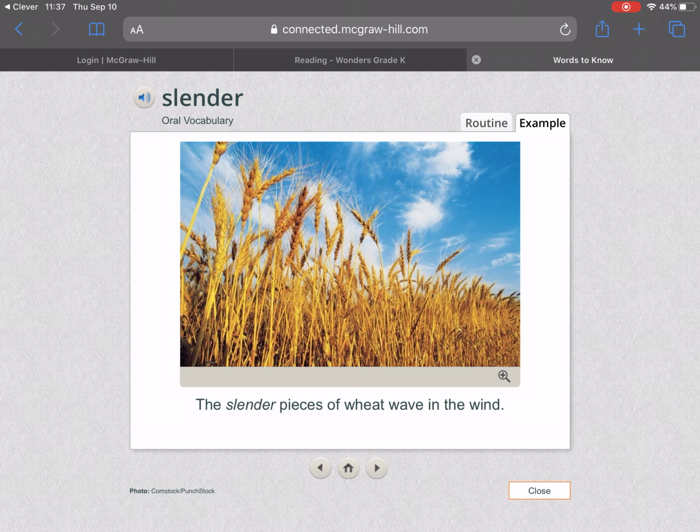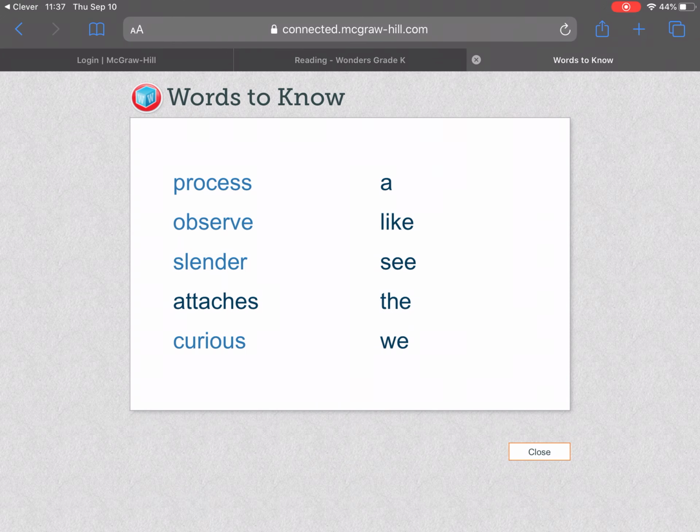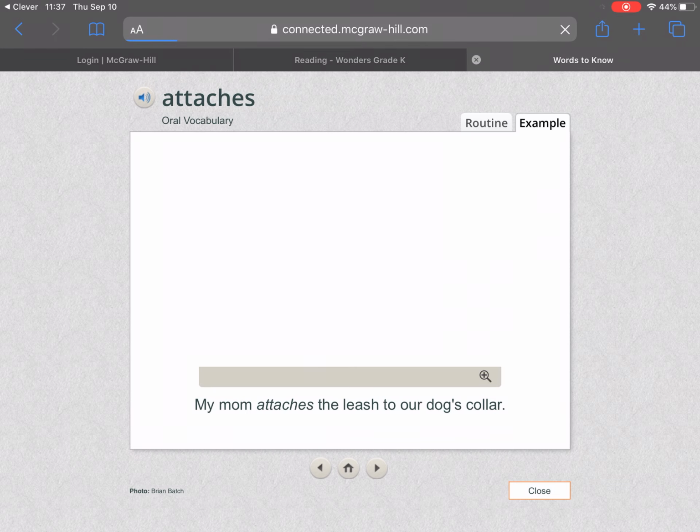So what I want you to do is take your 2 hands, put them right next to each other, almost like you're going to clap, but don't touch them. And then you're just going to show that means slender, like it's very thin. So slender. And our last word for today that we're going to be listening for in our story is attaches.